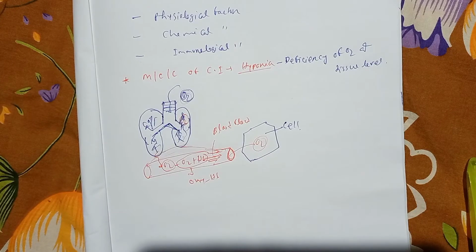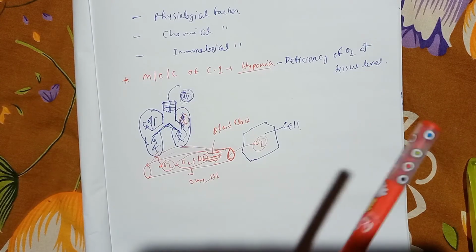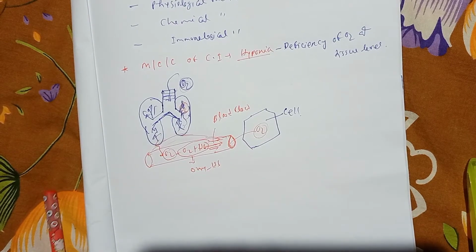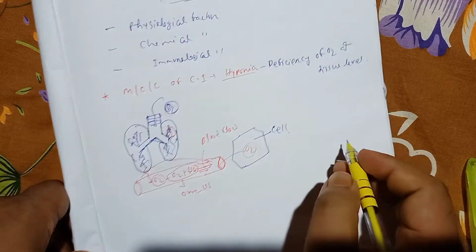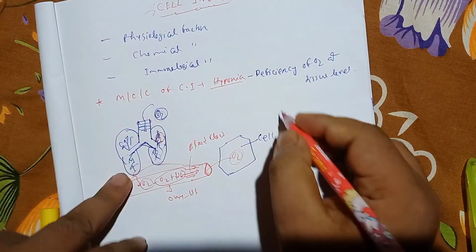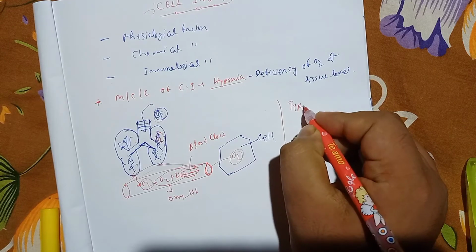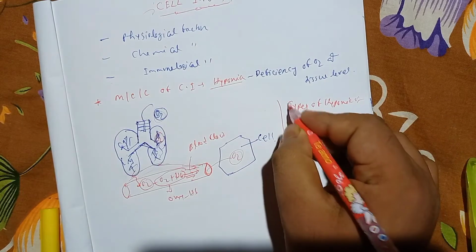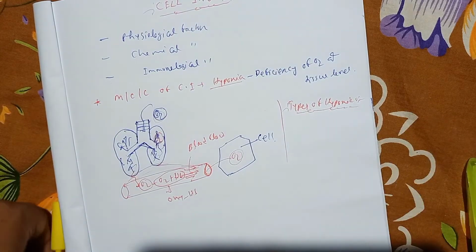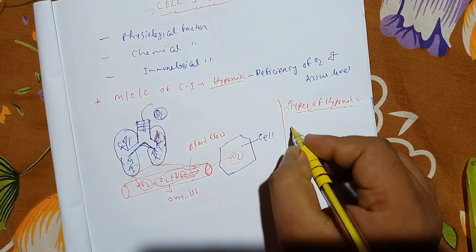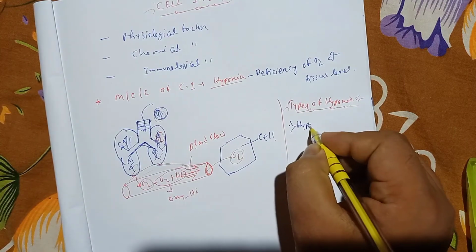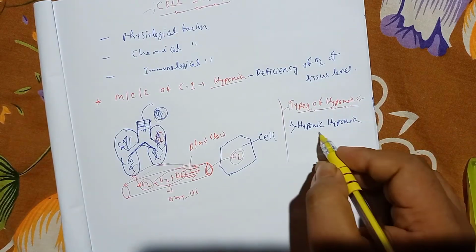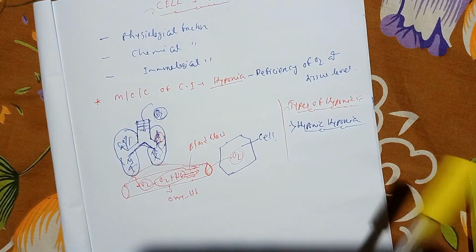That's another thing. Now basically we have to know that hypoxia has four types. Types of hypoxia, I'm writing it here. First of all, hypoxic hypoxia. Hypoxic hypoxia, that means what?